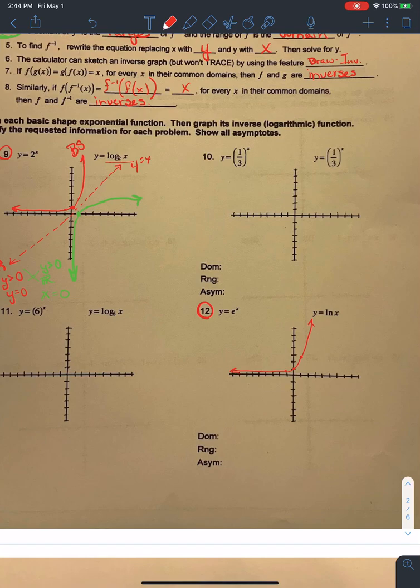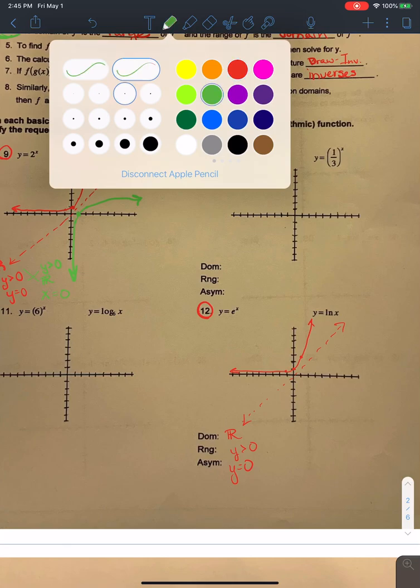Okay, again, I'm going to have this line of symmetry. My domain, range, and asymptote for this guy are going to be all real numbers, y is greater than 0, and y is equal to 0. No surprise, it's an exponential. It behaves very much like the one in number 9 did.